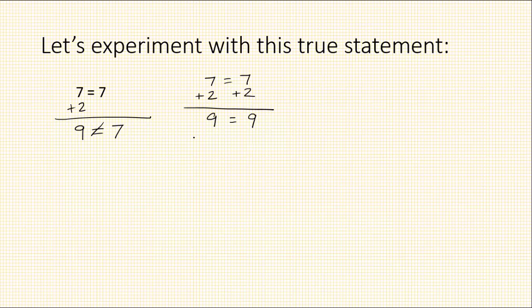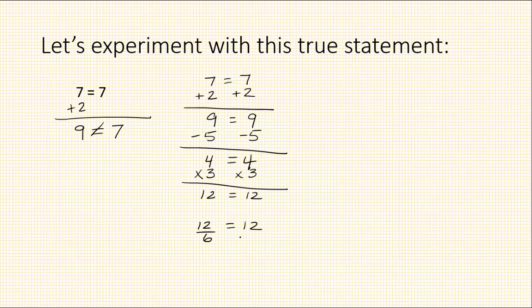What else can we do? Well, let's subtract something from both sides and see what happens. Still equal. You can also multiply by things as long as you do it to both sides. I get 12, which equals 12. And you can divide. We usually show division as a fraction form, like this. If I divide both sides by 6, I get 2 equals 2. So you can do any math operation to both sides of an equation and the equation will stay equal.